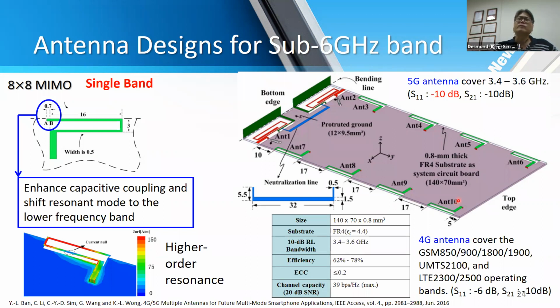This is a monopole antenna that is integrated together with the 4G antenna on top of here. The green color and red color antennas at the bottom edge are the 4G antenna. And those alongside, the green color tab, is our monopole antenna, which is for the sub 6 gigahertz. You can see in the bottom corner that the 4G antenna can cover all the GSM band, the UMTS, and the LTE band. And our sub 6 gigahertz antenna, or 5G antenna, can cover between 3.4 to 3.6 gigahertz.